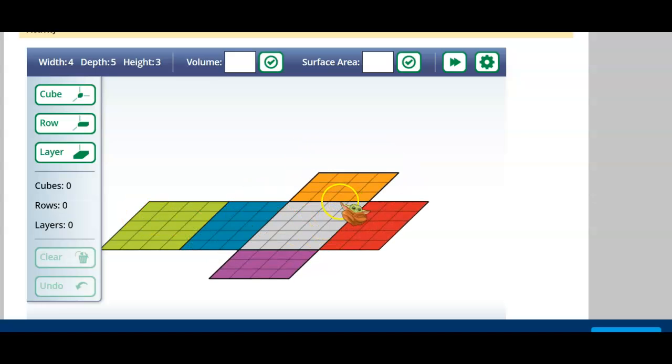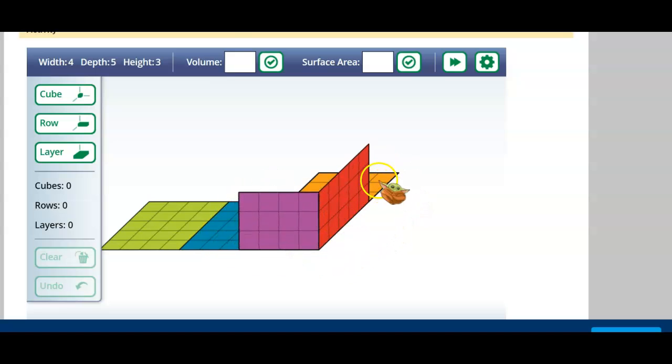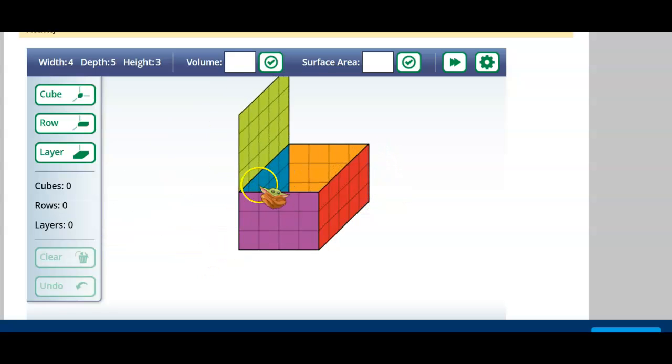This is what you really want to take away from this: the bottom is the same as the top. The front is the same as the back. And then the left is the same as the right. All right, that's the biggest takeaway from this, I would say. Beautiful.